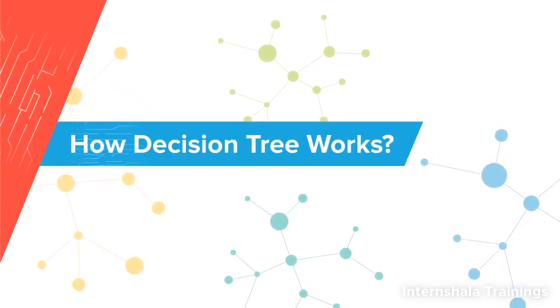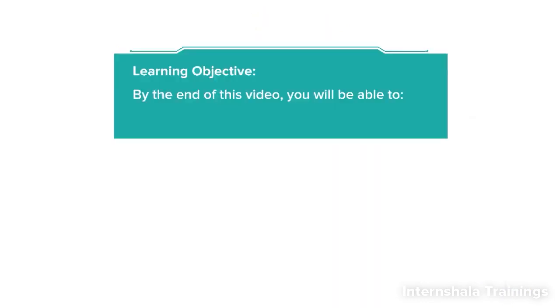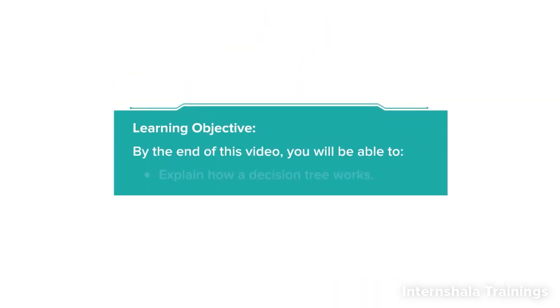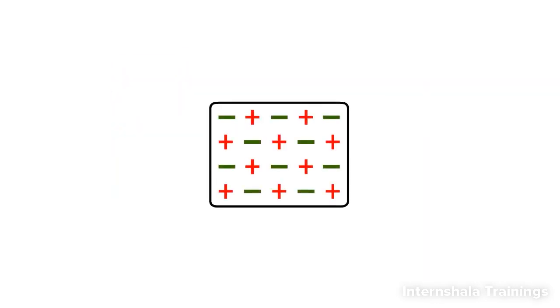Hi, welcome to the video on how decision tree works. By the end of this video, you will be able to explain how a decision tree works. Previously, we learned that a decision tree belongs to a non-parametric model. In this video, we will understand how the decision tree works. Let's take an example to understand the working of a decision tree.